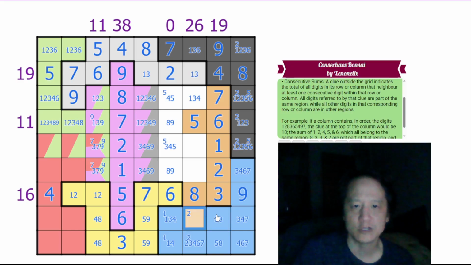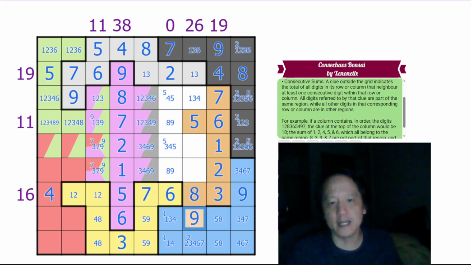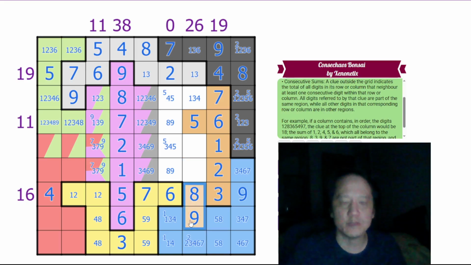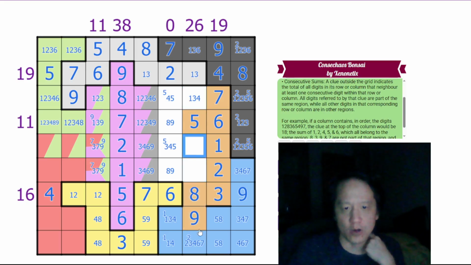This is orange. This must be 8 and 9 to add up to be consecutive, because we need 4, 5, 8, 9, or 8, 7. It could be 7, actually. So this is 7 or 9. No, it has to be 4, 5, 8, 9, because we already have 1, 2, 3, 6, 7. So this is 9. The 5 has to be consecutive with the 4. This is a 2. We know that for certain.